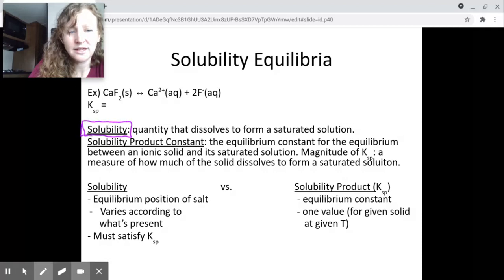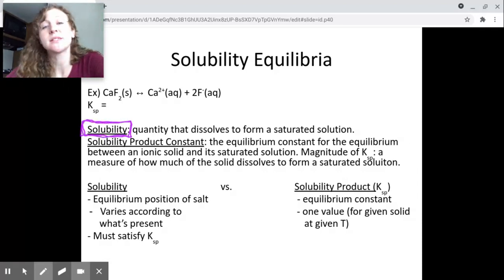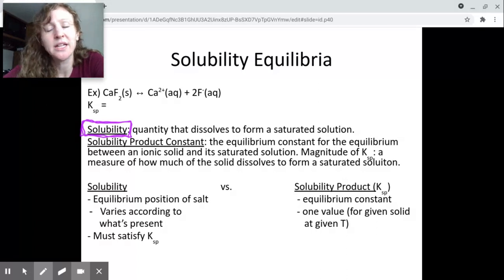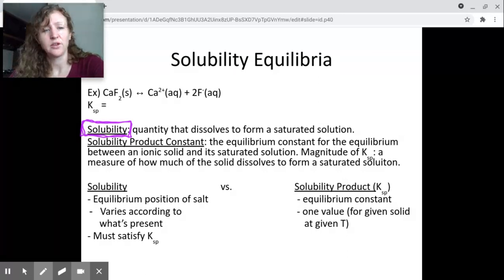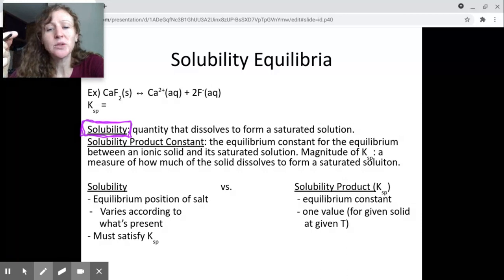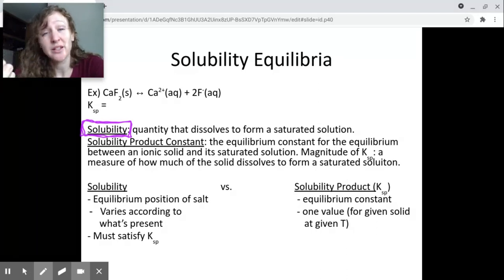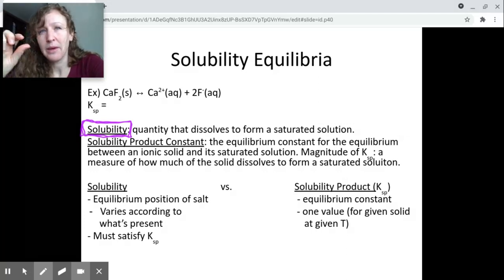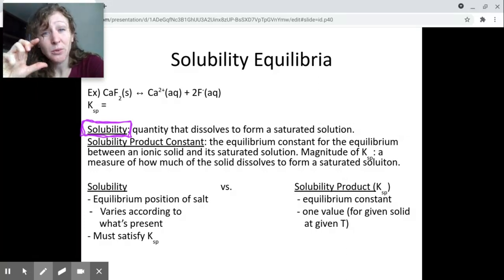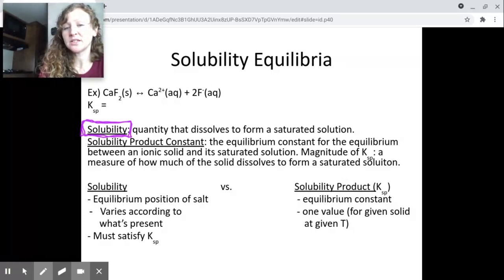This is a common thing to ask, like, what's the solubility of sodium chloride in water at 25 degrees Celsius? What's the solubility of sugar? What's the solubility of calcium fluoride? And when they ask you what the solubility is, what they're looking for is an amount. Technically, it's going to be a concentration, always amount per volume. But really what they're looking for is an actual amount. It's the amount that dissolves to form a saturated solution.